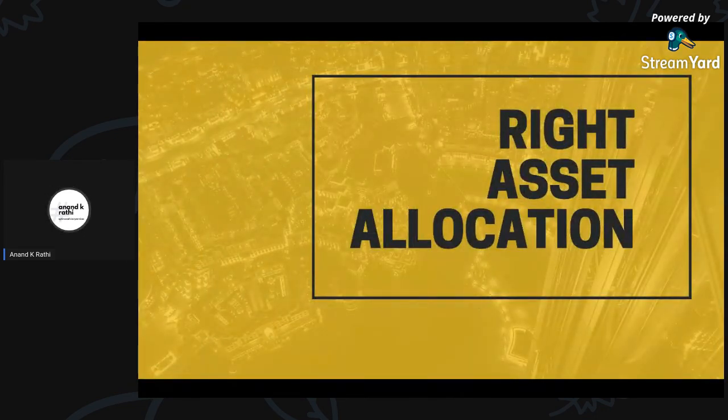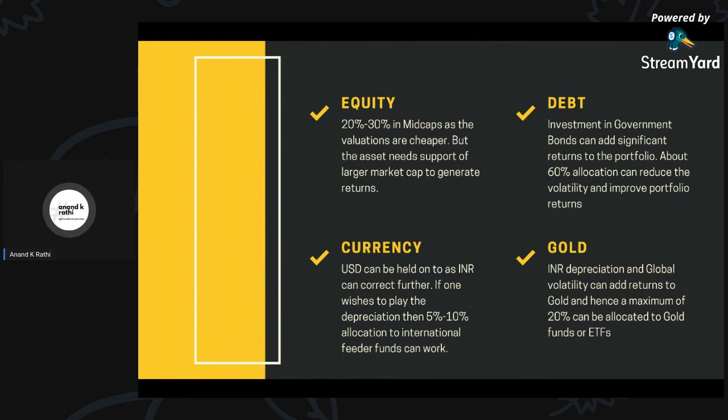So now the question is, what is the right asset allocation if I were to invest today? About 20 to 30% in mid caps is warranted, but for mid caps to generate return, the larger market caps should also be stable or should generate positive returns. That looks difficult at this point in time.